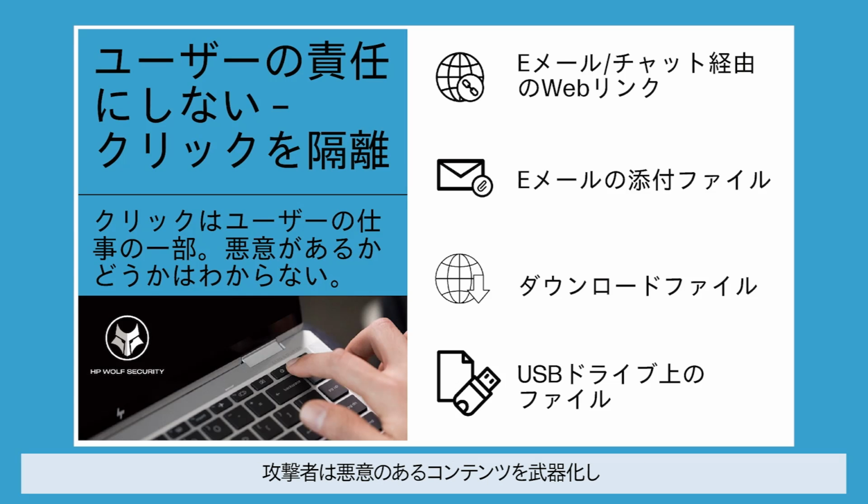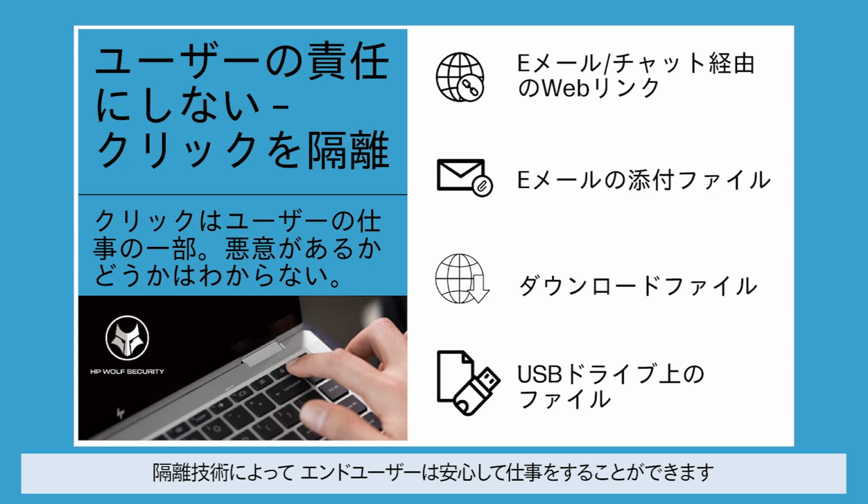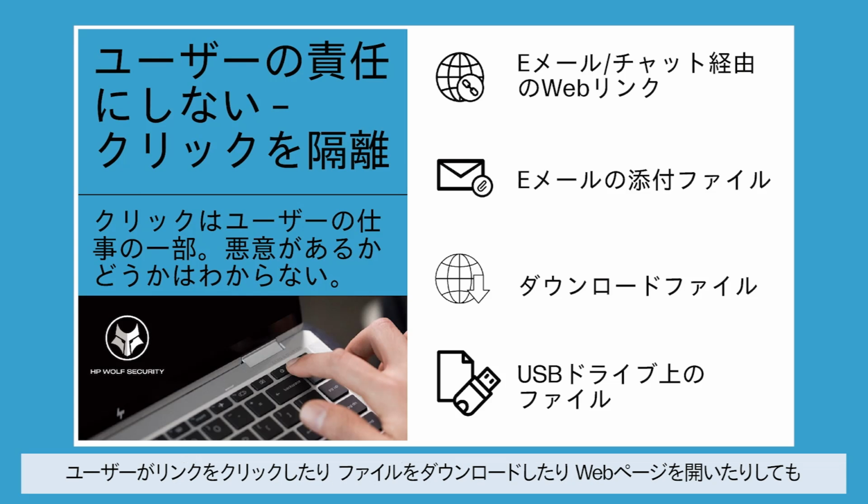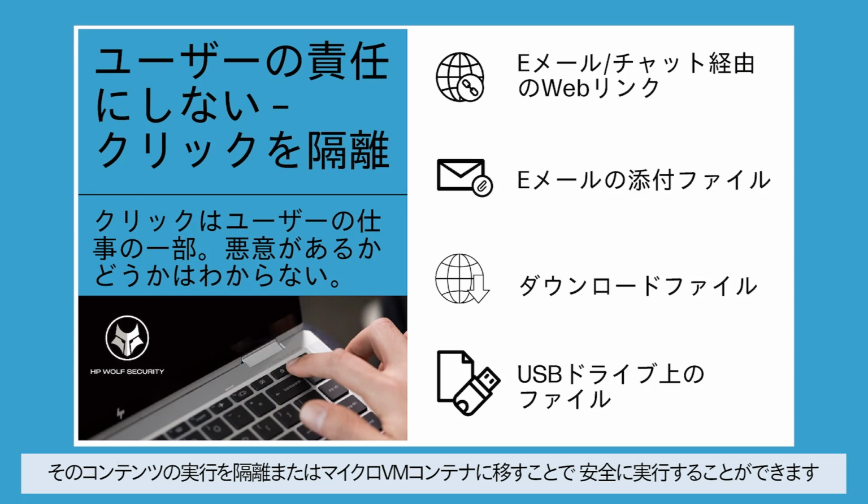So the adversaries will weaponize the malicious content, and it looks legitimate. The end user is not going to know if something is good or something is bad. And so with isolation technologies, we can let the end user safely do their job. We can let the user click on that link, download that file, or open up that web page and do it securely by moving the execution of that content into an isolation or micro VM container.